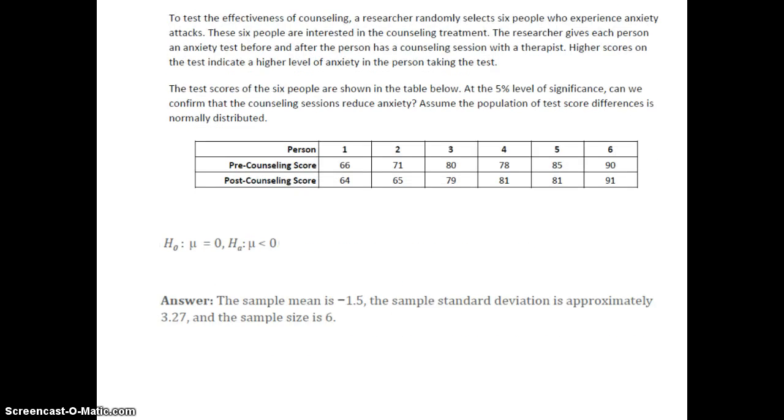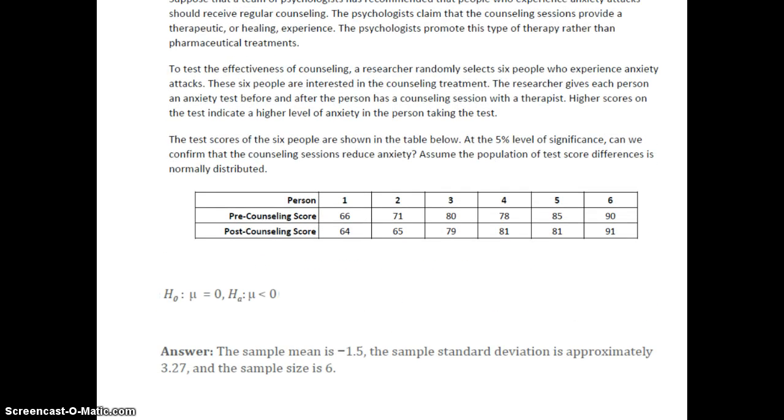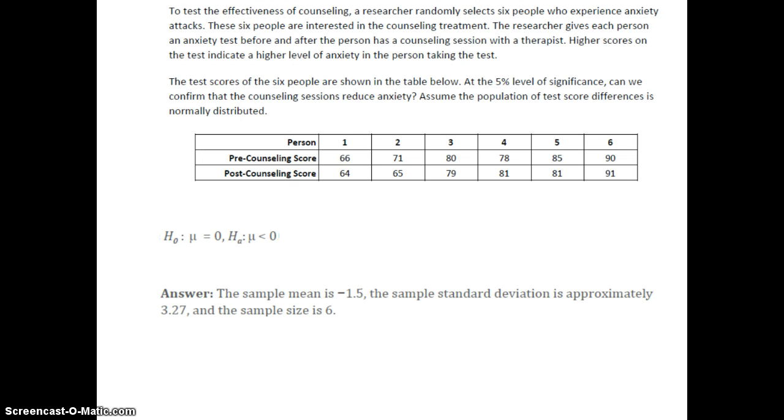Now here, when we talk about mean, we're talking about the mean of the differences. Now, the order of subtraction is pre-counseling score minus post-counseling score. So remember, we're dealing with differences here. So what we're going to do is, in our TI, put in the following numbers.